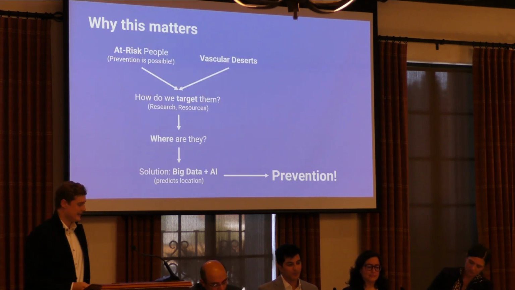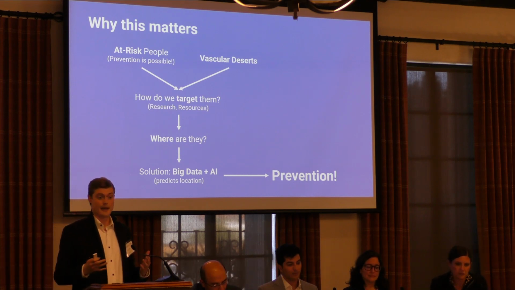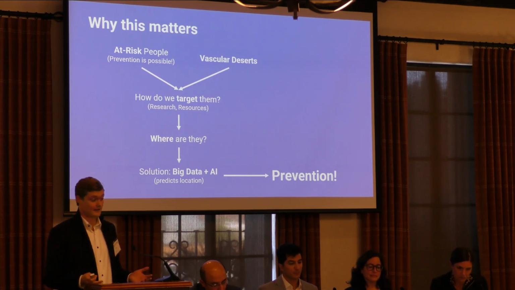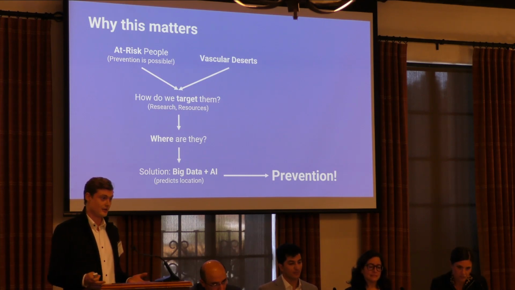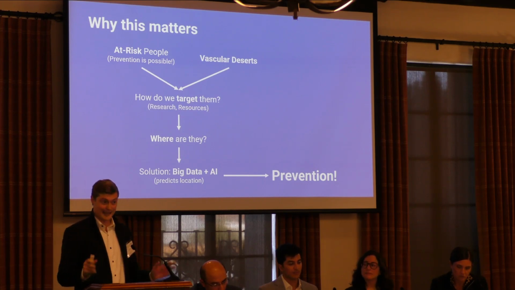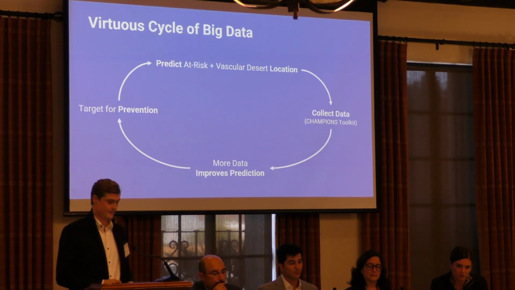So, as Dr. O'Banion mentioned, we have these at-risk populations that are in vascular deserts, and we know that, so how do we target them? And that really begs the question, where are they? So one of the solutions is to use big data and AI to predict location. And the big, bold thing to be aware of is that what we want to do is prevention, is to be able to help people be healthier through education and outreach.